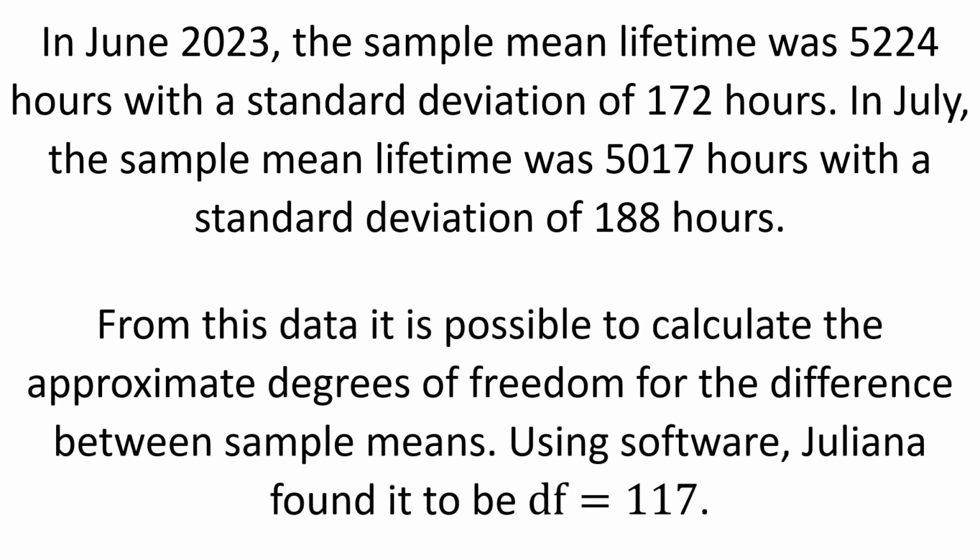Now, from this data, it is possible to calculate the approximate degrees of freedom for the difference between sample means. Using software, Juliana found that degrees of freedom to be 117. Here I just want to emphasize that for this kind of problem, for a two-sample t-test, you will not be expected to know how to determine the degrees of freedom. It is a bit of a calculation. We're not going to expect you to do that. We're just going to tell you what the degrees of freedom is. And so in this case, the degrees of freedom is 117.